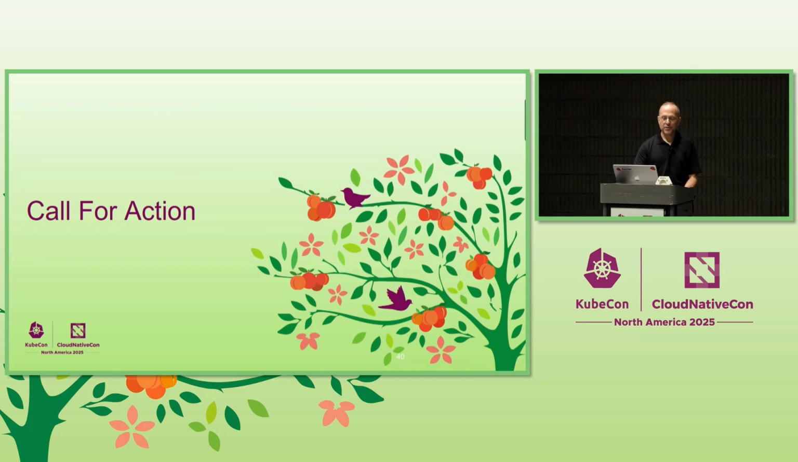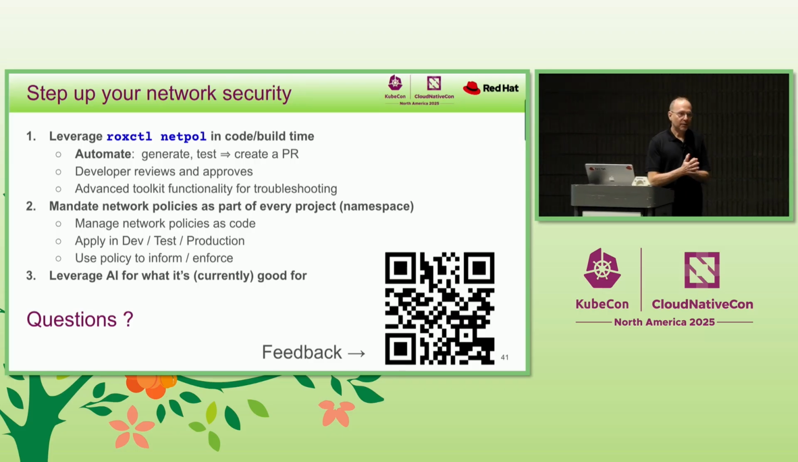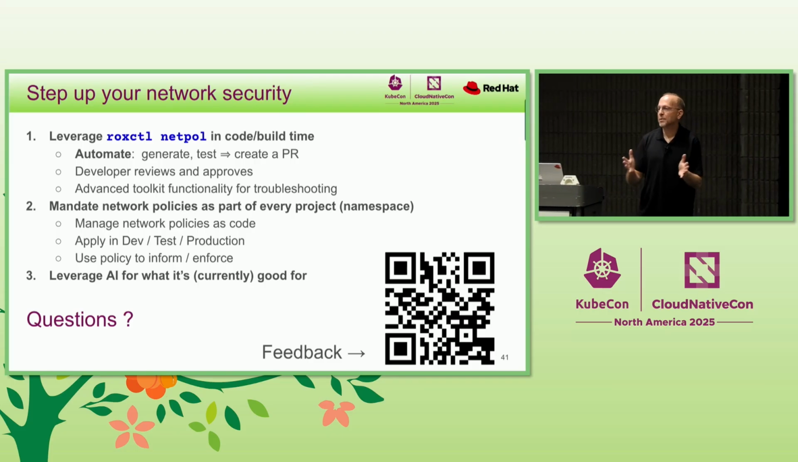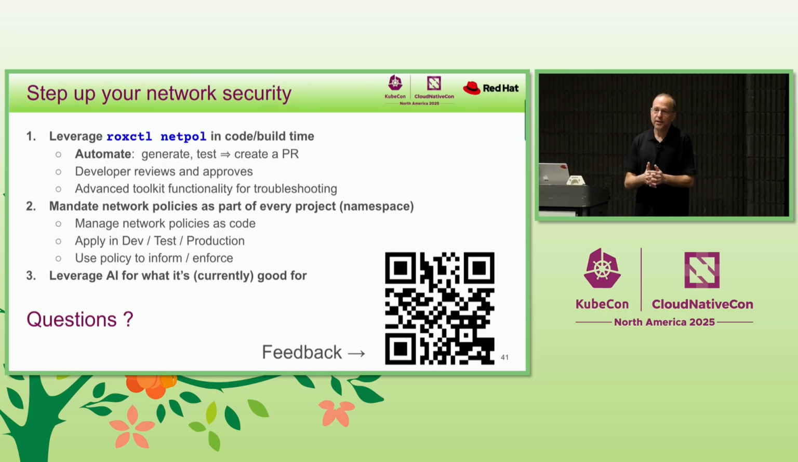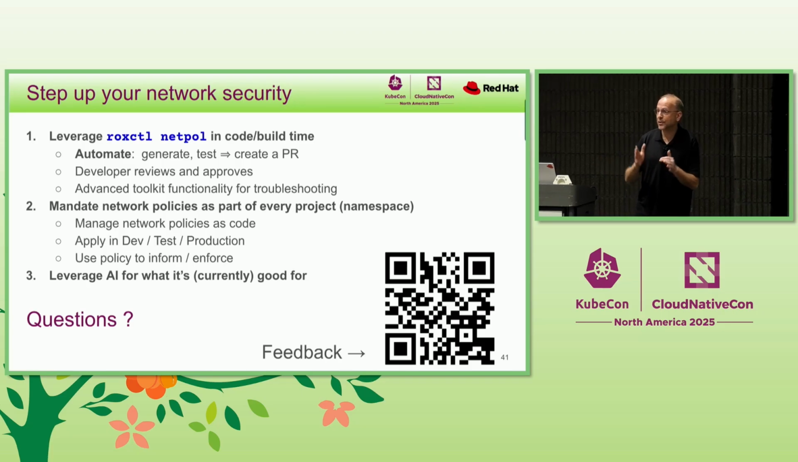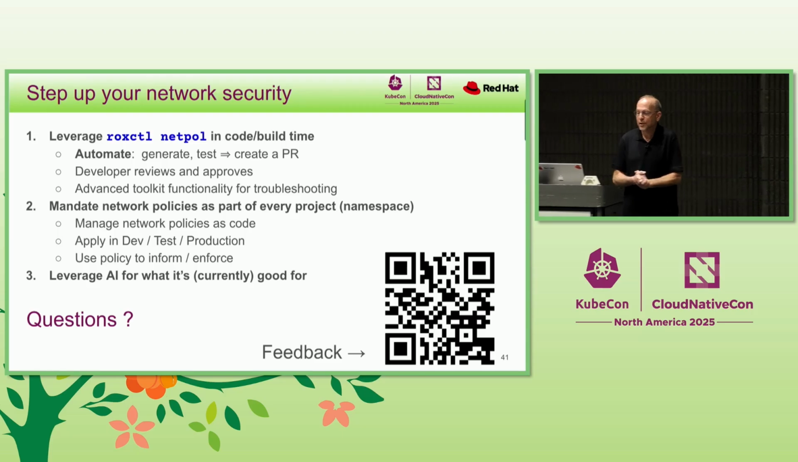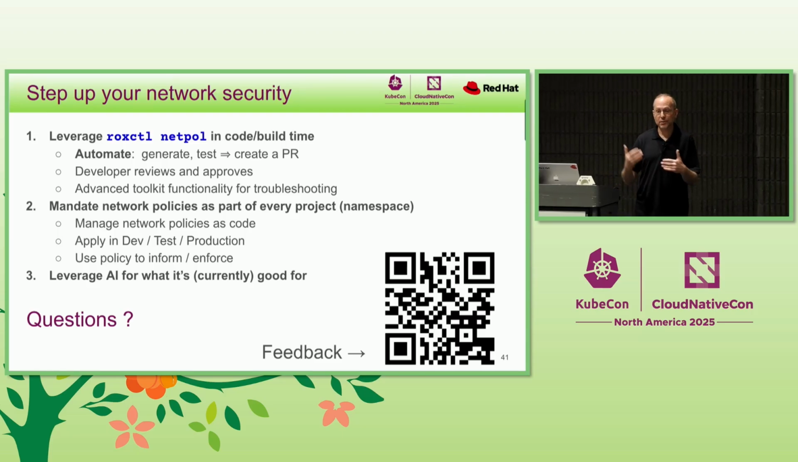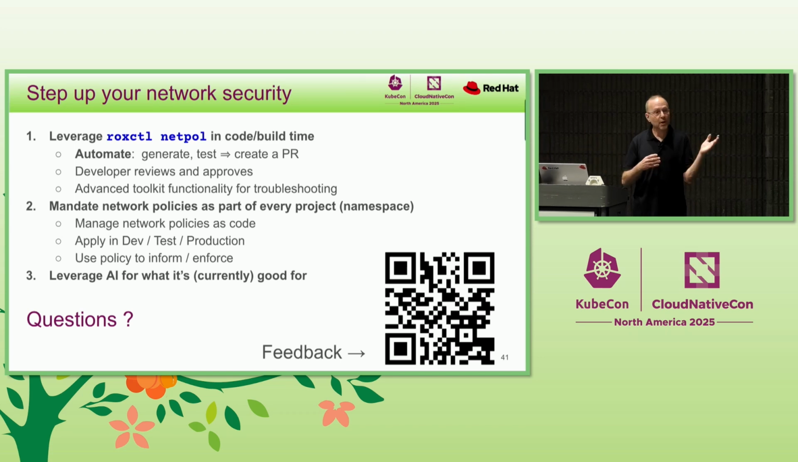There's a call for action here because we know that a lot of people have deployments that are not really isolated. Now, network policy is here. It's been here for many years, and it's not going away soon. These are the tools that we have. With Rockscuttle NetPol, you can make things better. You can introduce that into your organization. It's a developer toolkit. You can automate.